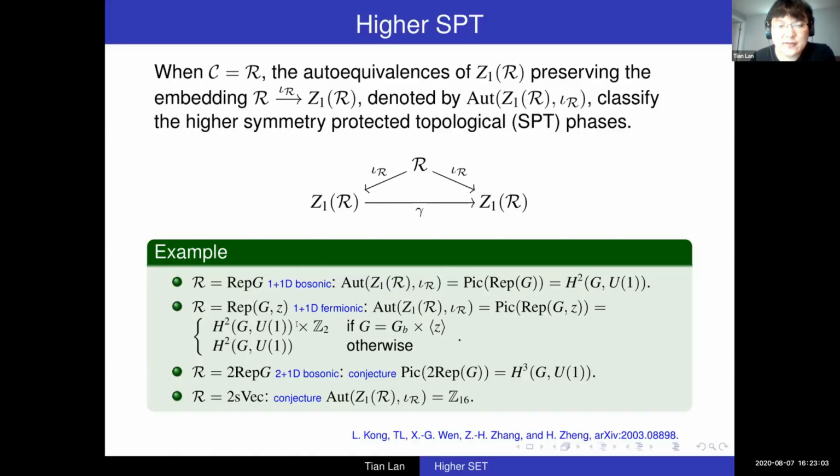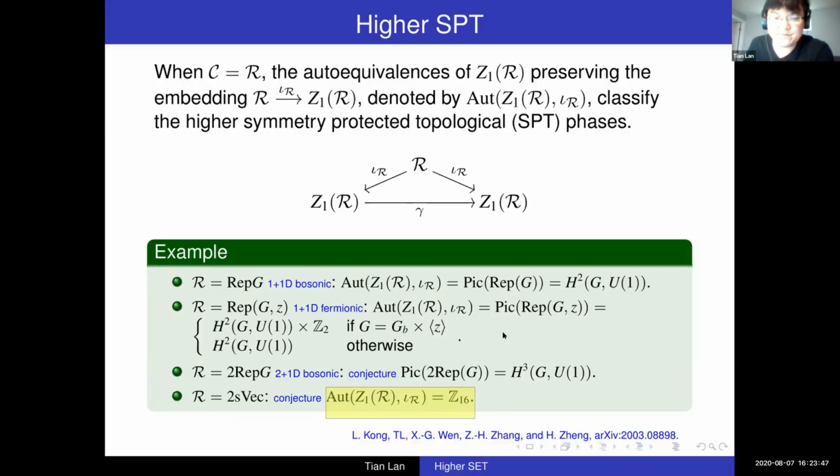For higher dimensional things, it is still hard to compute for the moment, but we conjecture that it should agree with what we know from other approaches. So if you take R to be 2Rep(G), that is the 2+1 dimensional bosonic case, we conjecture that this should agree with the Picard of 2Rep(G), and also the third cohomology group. And if we take the 2-supervector space, it should give you this 16-fold way classification.